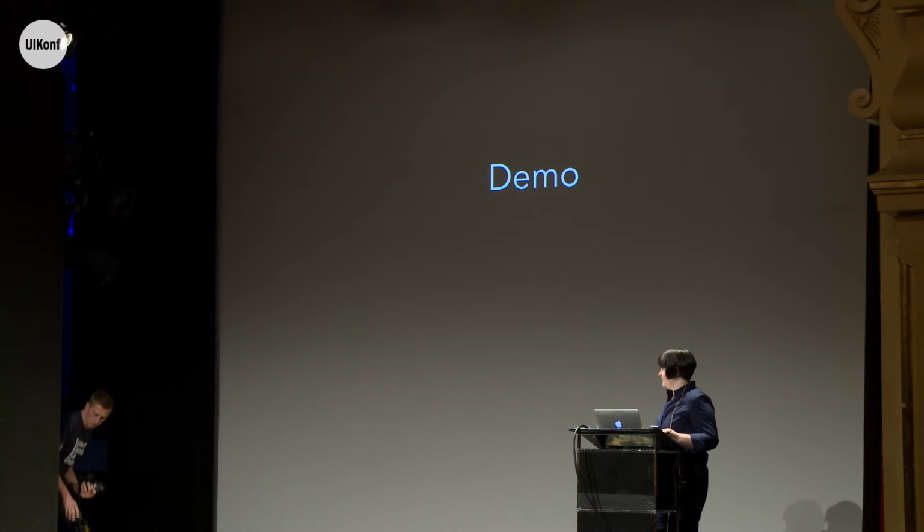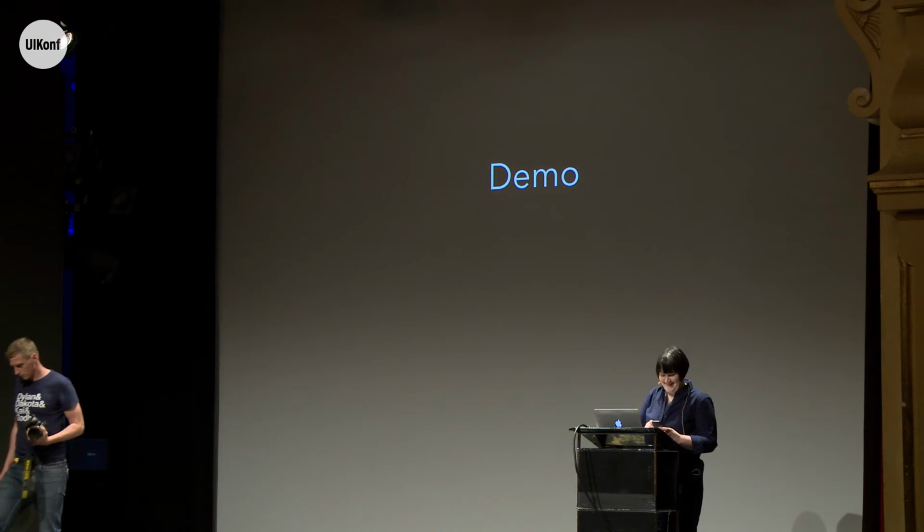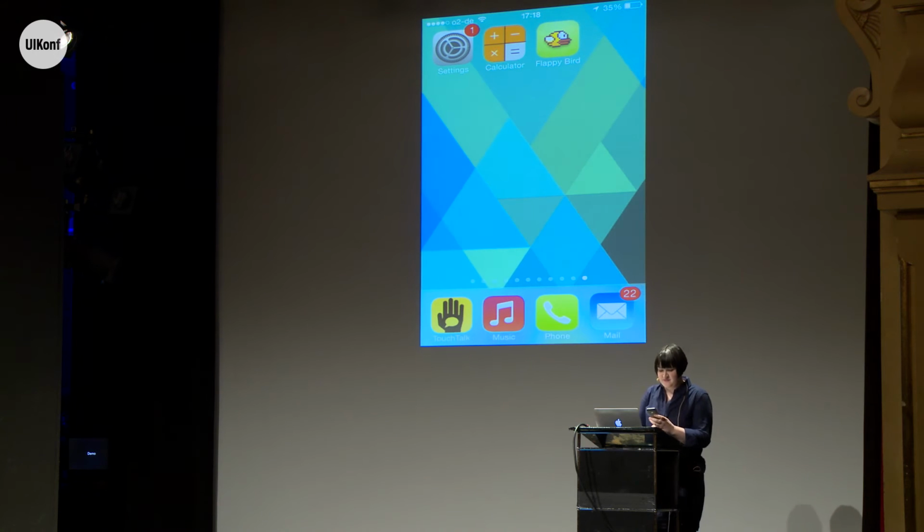So I'm going to switch back to the phone again and just show some examples of, first, an app that is accessible and one that isn't.